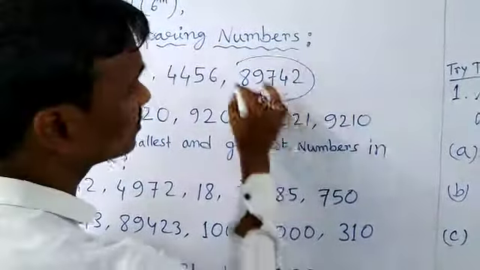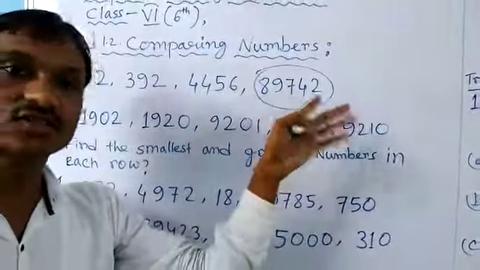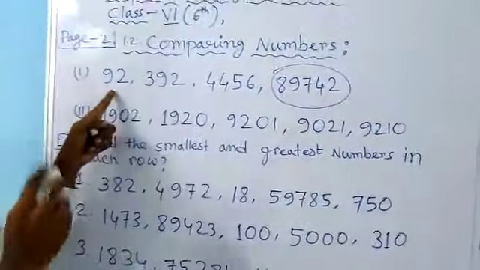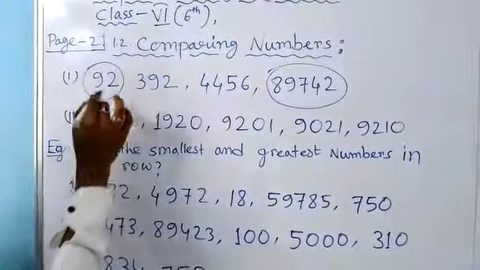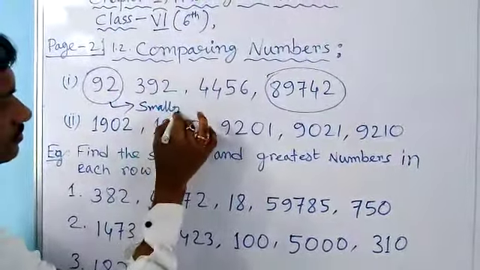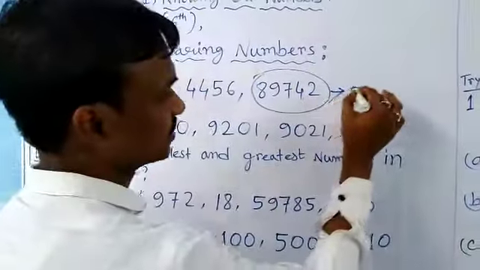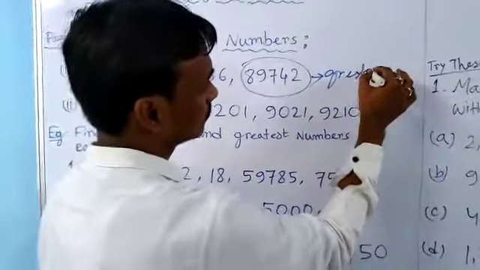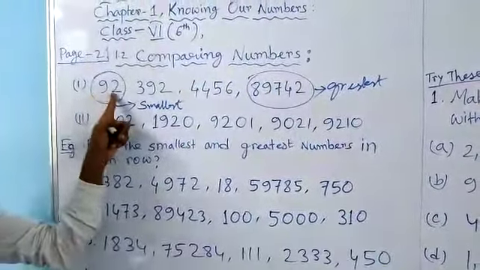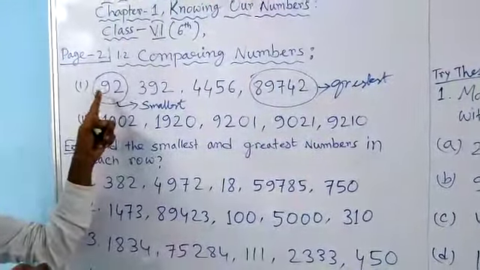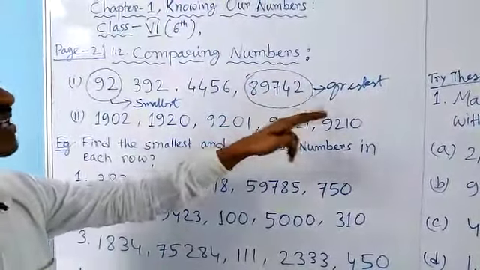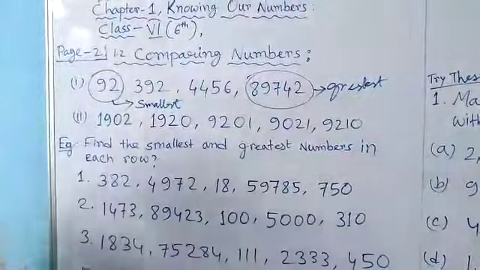Why? Because it has 5 digits, so that's why it is the greatest number. And what is this? This is the smallest number. It has only 2 digits, so that's why it is the smallest number, and the other has 5 digits, so that's why it is the greatest number.